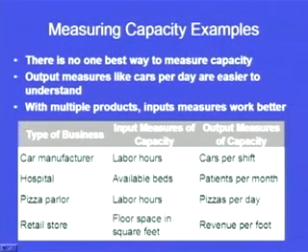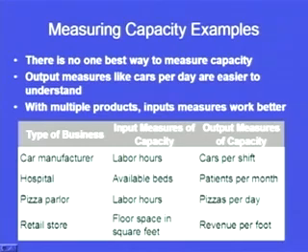Similarly, a pizza parlor: labor hours again, because the pizza is being manufactured, how many man hours, how many labor hours have gone into the manufacturing of the pizzas, that is the input measure of capacity. Similarly, the pizzas per day, how many pizzas they were able to offer to the customers, how many pizzas were sold, we can say is an output measure of capacity.